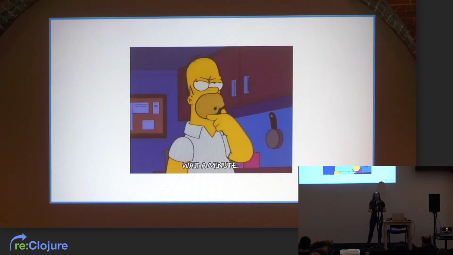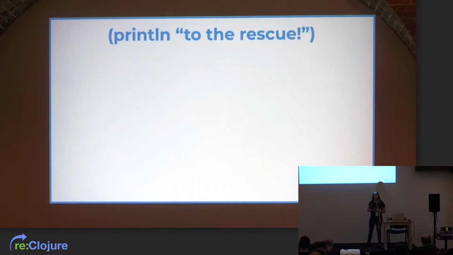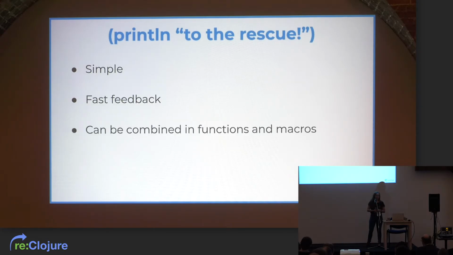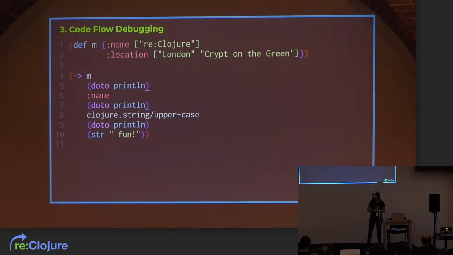I'm not sure why, and I need to start debugging my code. I think that using a simple method like print will be a good way to understand what's wrong. So print is simple, right? It's the most simple tool we have. Again, it doesn't require any new dependency, and it provides fast feedback because it's not something complicated to run. And the most interesting part that we will see is it can be combined in functions and macros and provide us an easy workflow. So let's see.